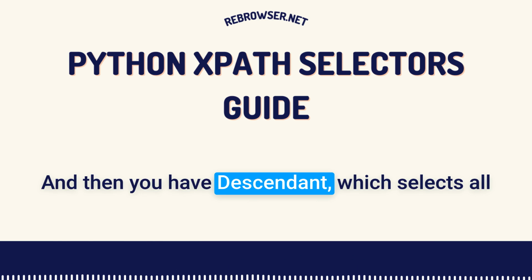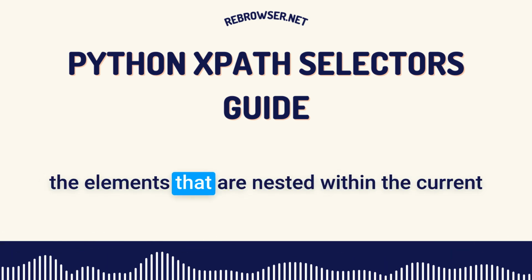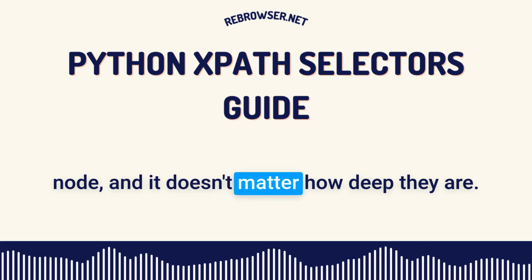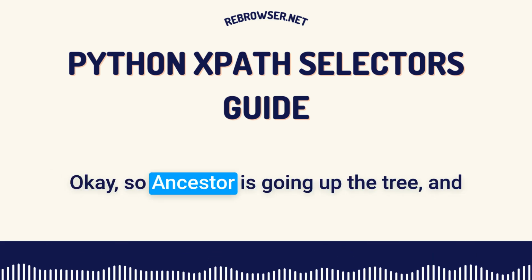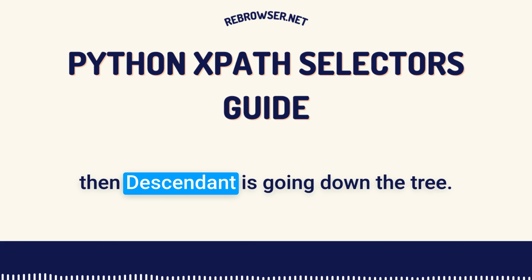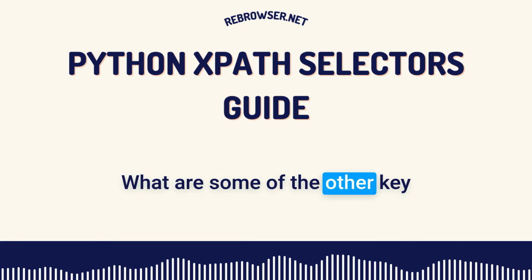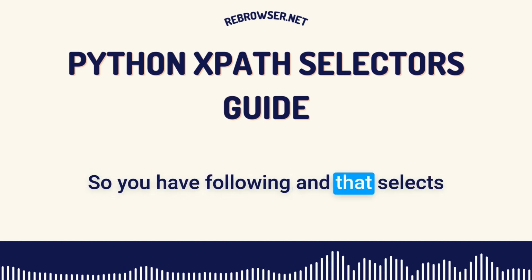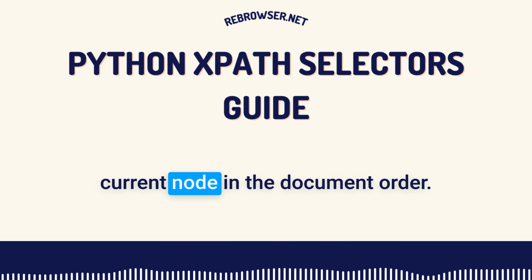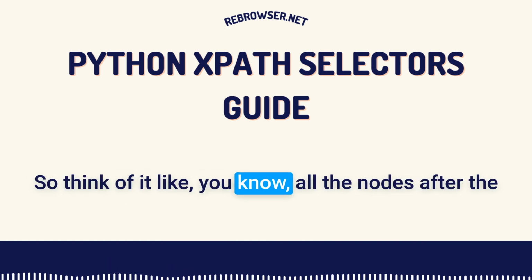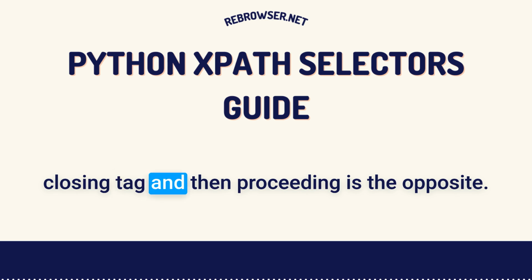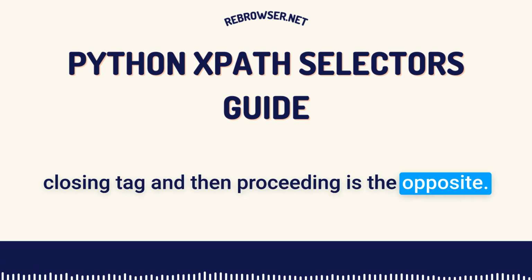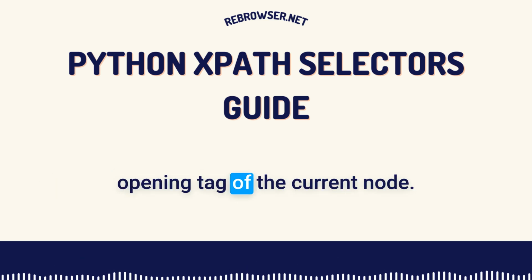And then you have descendant, which selects all the elements that are nested within the current node, and it doesn't matter how deep they are. Okay, so ancestor is going up the tree, and descendant is going down the tree. What are some of the other key relationships, axes, that we can use? So you have following. That selects all the nodes that come after the current node in the document order. So think of it like all the nodes after the closing tag. And then preceding is the opposite. It selects all the nodes before the opening tag of the current node.